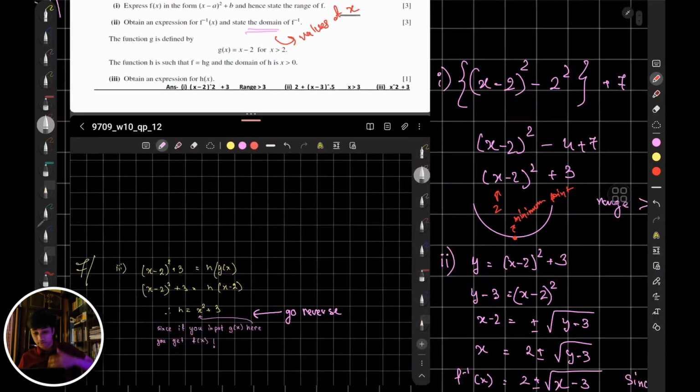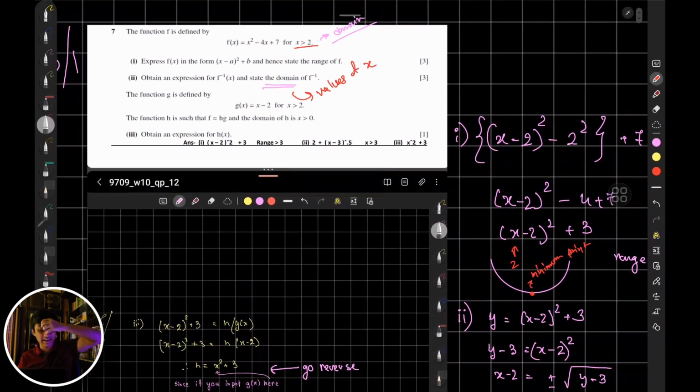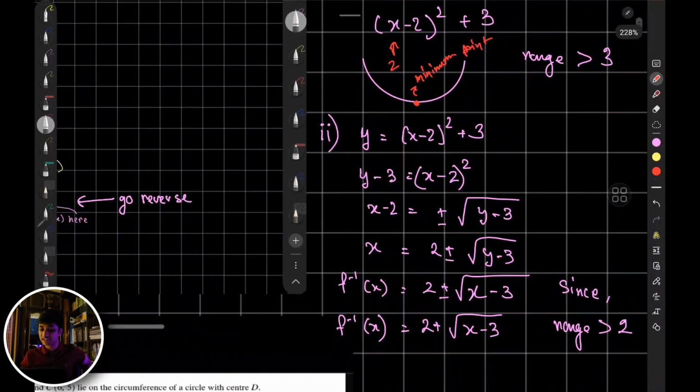Alright, so that's the easy part. Next, what do we have for question 2? Obtain an expression for f inverse of x and state the domain of f inverse. So you already expressed it as (x minus 2) whole square plus 3. From this, going to the inverse function is easy.